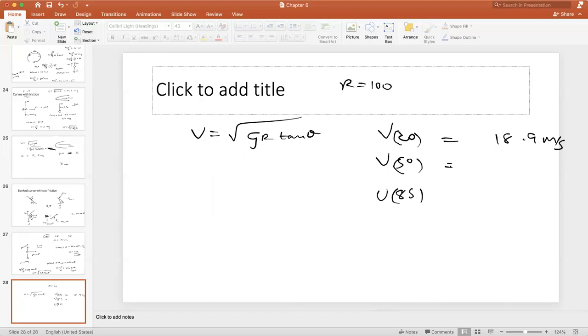If it were 50 degrees, I could do the square root of 9.81 times 100 times tan of 50. I can do 34.2 meters per second, which is 72 or 73 miles per hour. And finally, if it was banked almost 90 degrees, tan of 85, I could do 106 meters per second, which is over 200 miles an hour without my tires needing to deal with friction. I could have super ball tires.